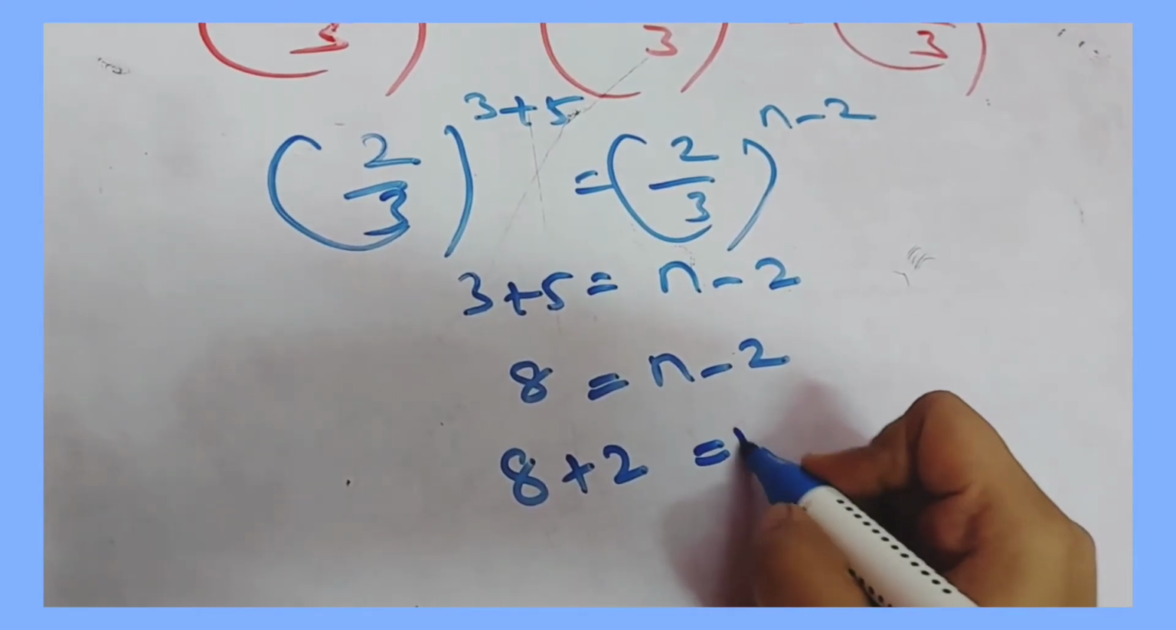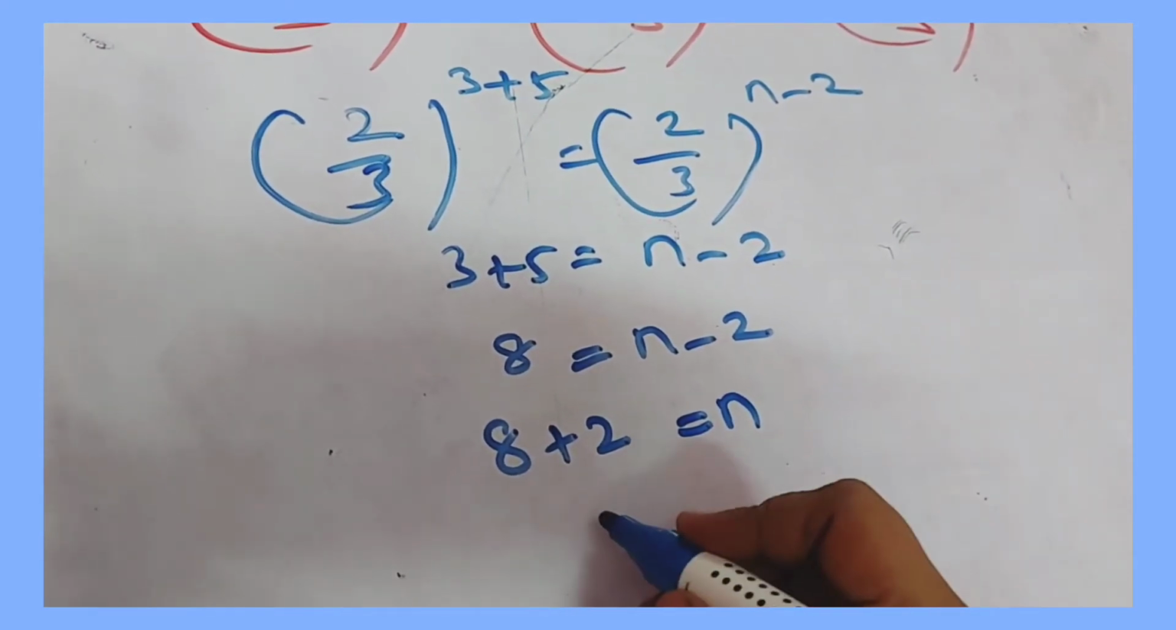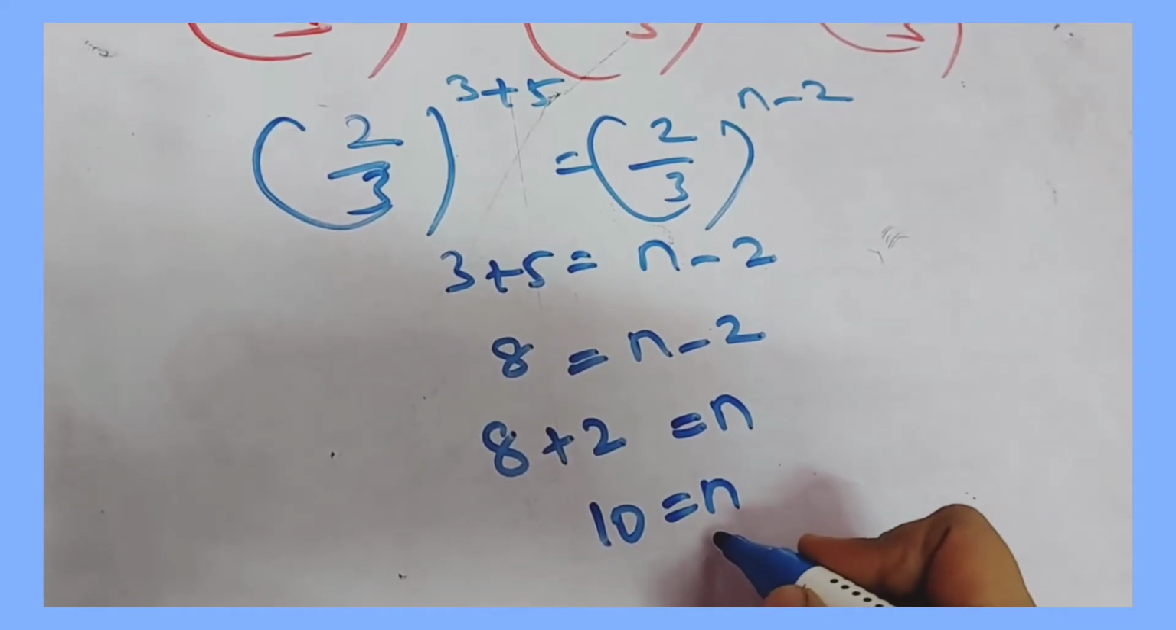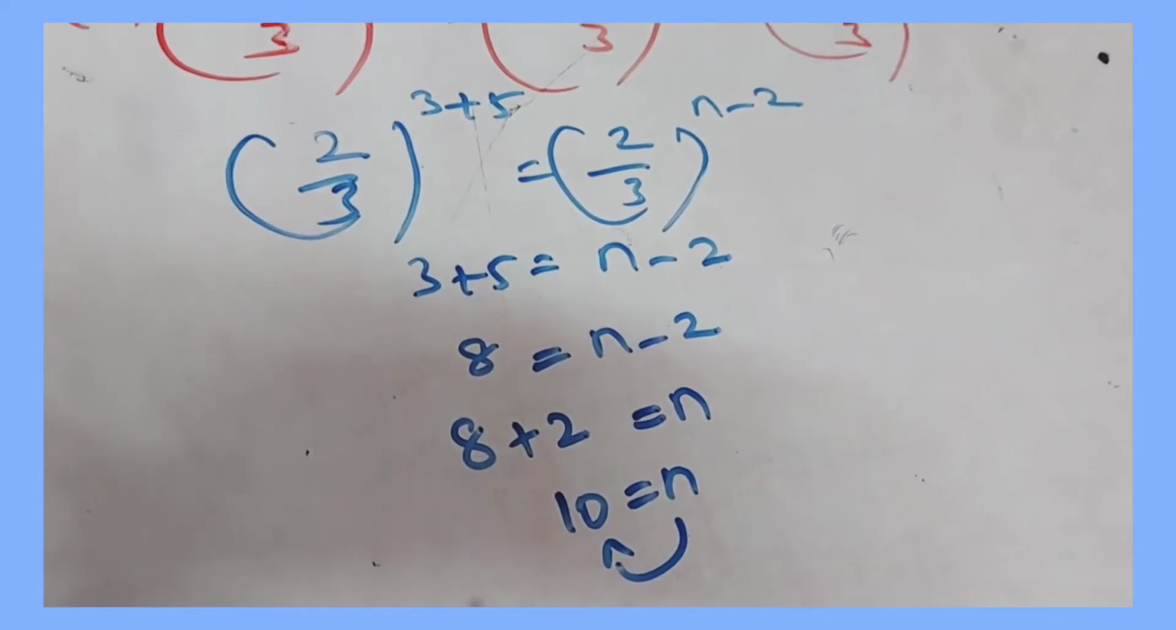So m is equal to n. So 8, 9, 10, it is 10. So the answer is here, n is equal to 10.